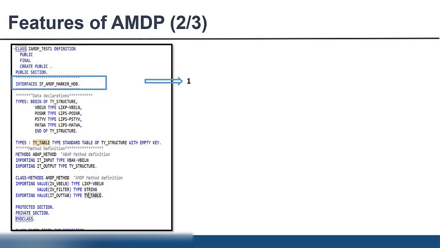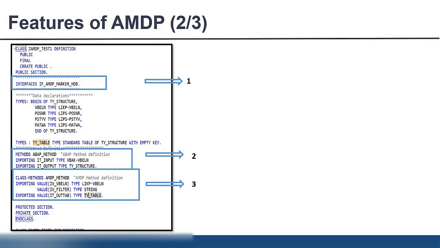Then here you can see the definition of types. So 4 fields are defined in these types: VBELN, POSNR, PSTYV and MATWA. Internal table is defined according to the type definition. And then next you can see a method is defined, ABAP_method, and another method is defined, an AMDP method. The name of the method itself is AMDP_method. To this method you can see there are 2 importing parameters and 1 exporting parameter. And you can also observe that these are passed by value.